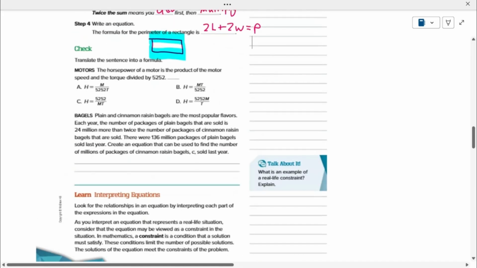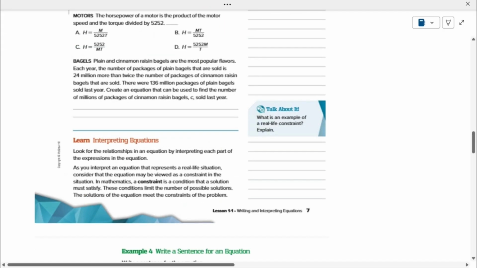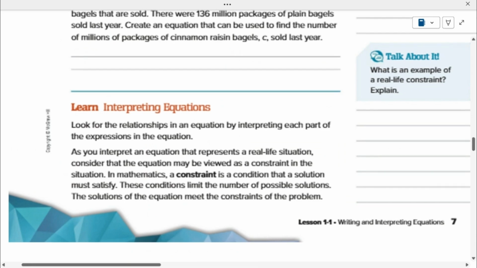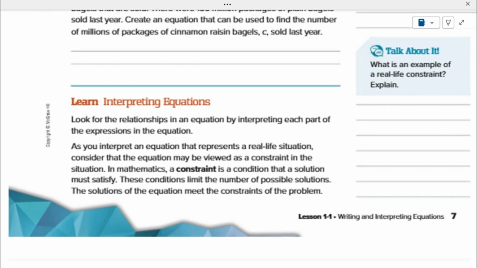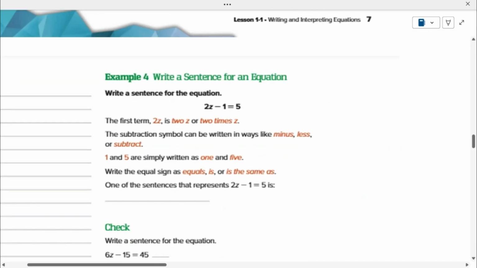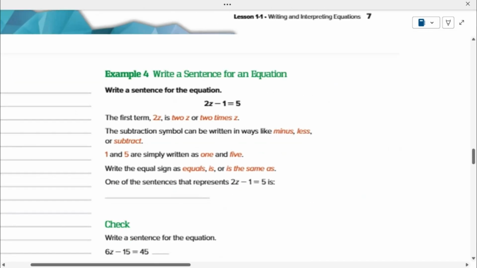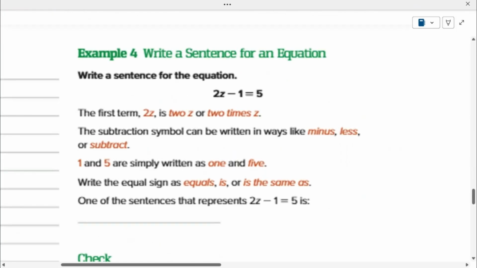Moving on, we're at the bottom of page 7. We're actually going to skip this check, and I want you to read this portion here on your own. We're not going to read it in the video. But a constraint is a very important thing for you to know, and we'll go over that in class. Okay, this will be our last example and our last check for this lesson.